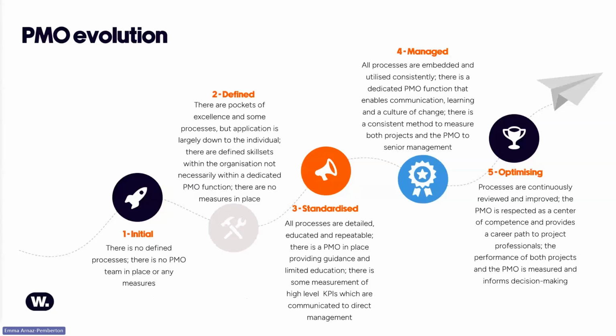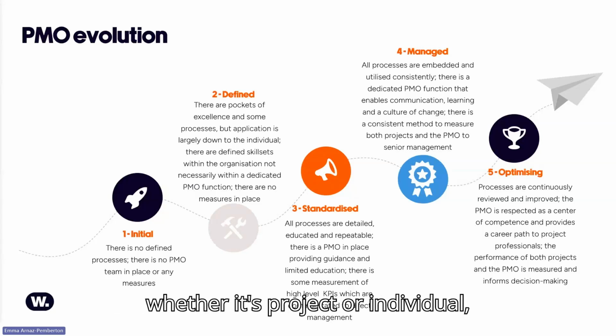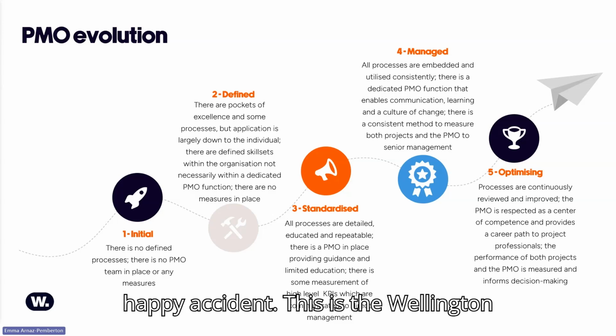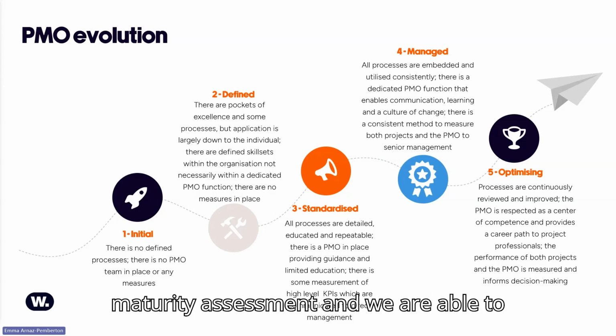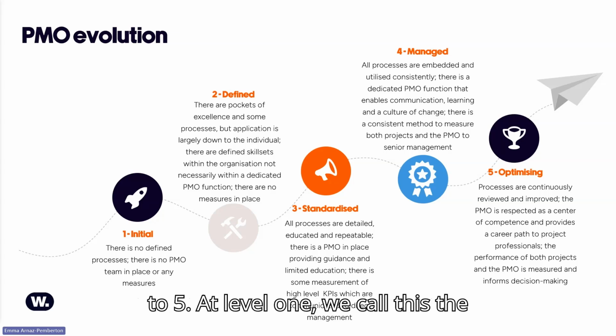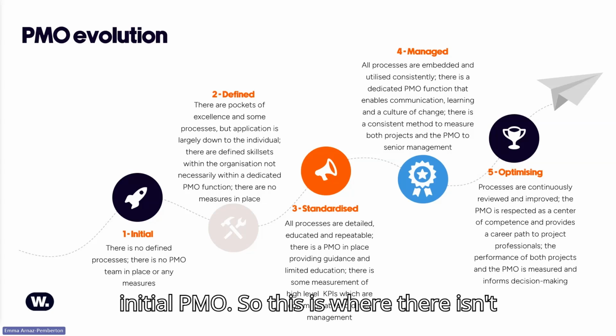You'll notice that if you've seen any other maturity model, whether it's project or individual, there's usually around 5 levels. It's a happy accident. This is the Wellingtone Maturity Assessment, and we are able to plot your PMO along this scale of 1 to 5. At level 1, we call this the initial PMO.